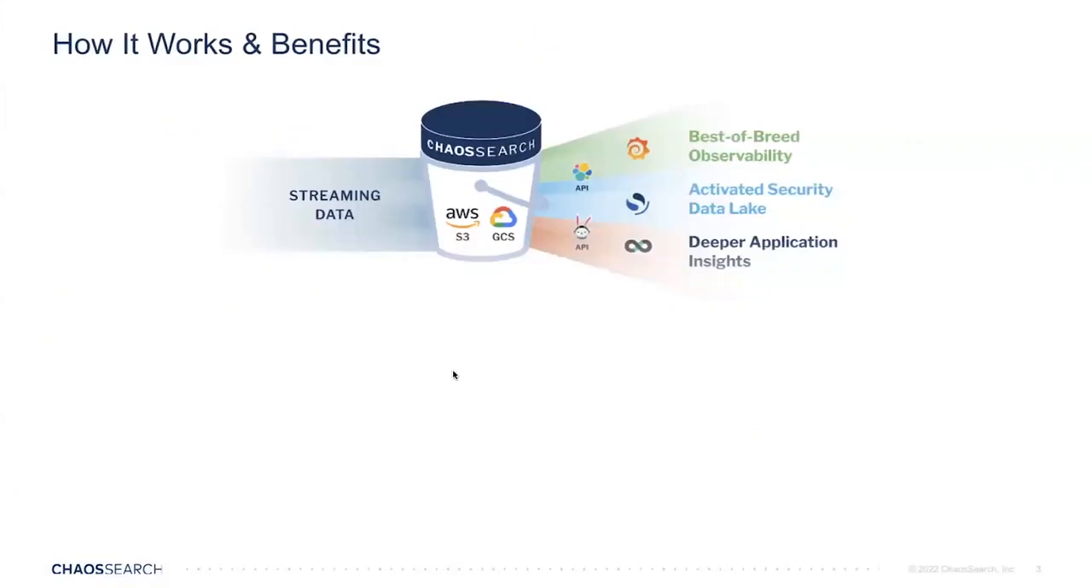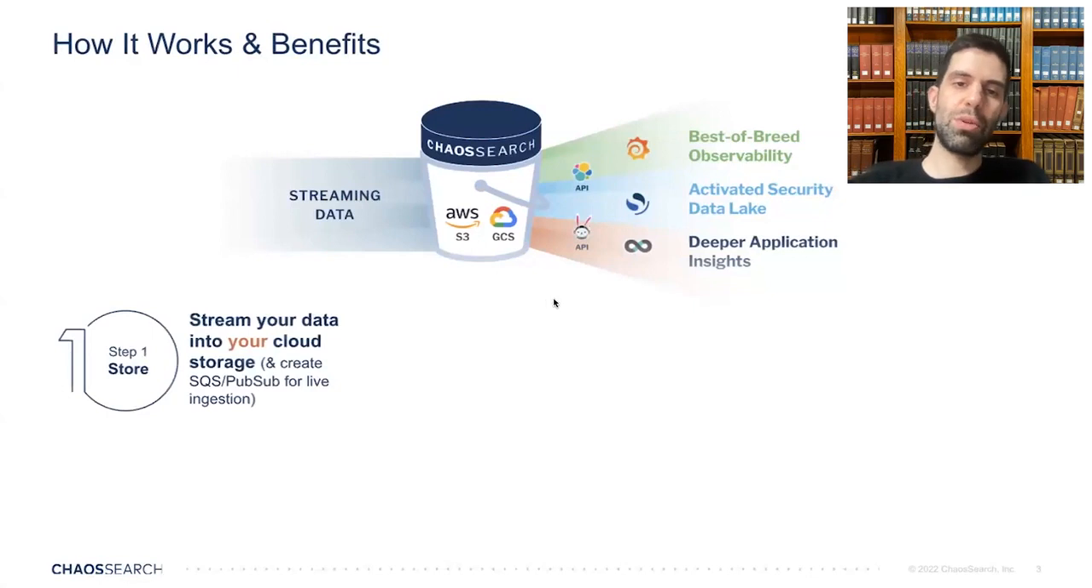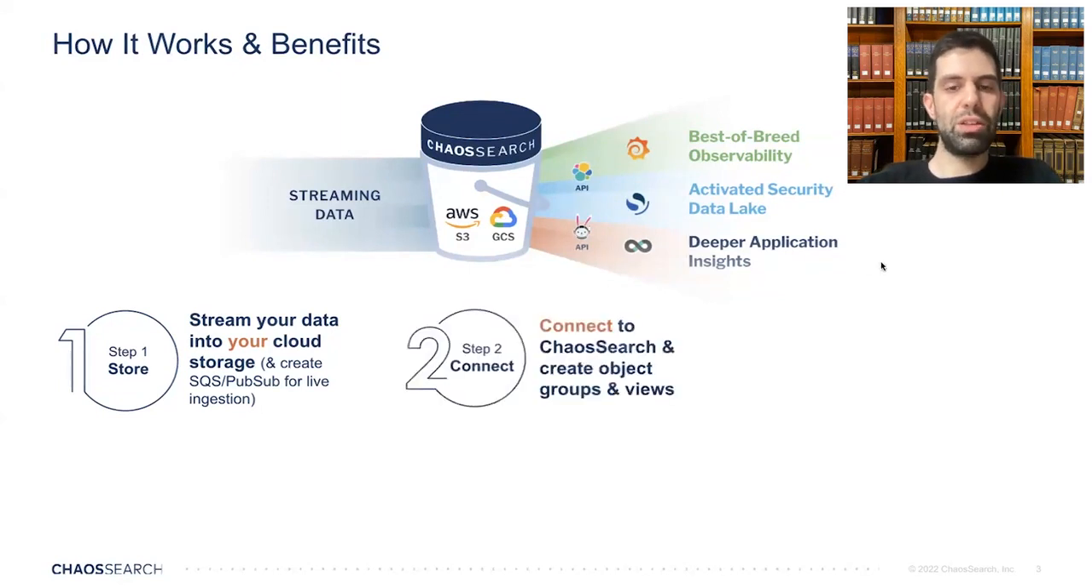So how does this work? It's pretty simple. Three key steps. Step one is streaming all your data, typically log and event data, into your cloud storage. Then you need to create a new cloud storage bucket where we're going to store all the data that we ingest. So no data is stored on our side. And you need to create some SQS and PubSub queues so you can do live ingestion without maintenance. Then after that, you need to connect your storage to our stateless fabric. You need to give us read-only access to the raw data buckets, and read-write access to the new bucket that you create for the chaos index.